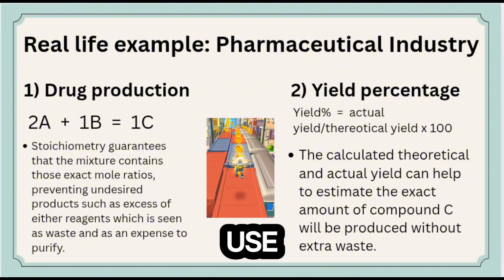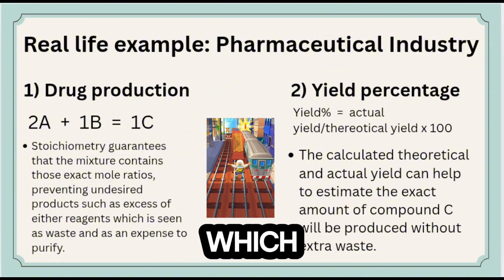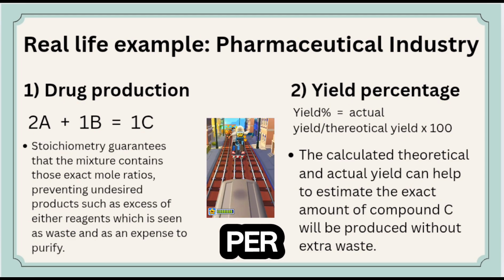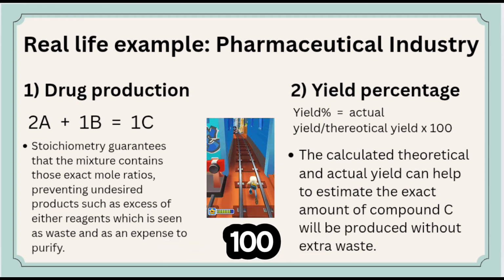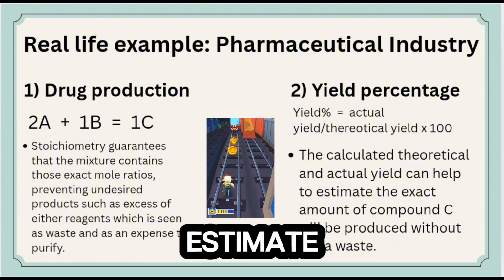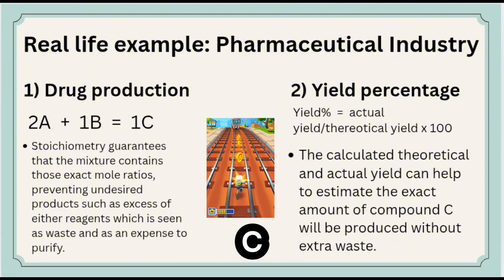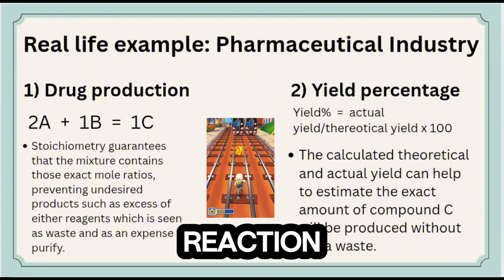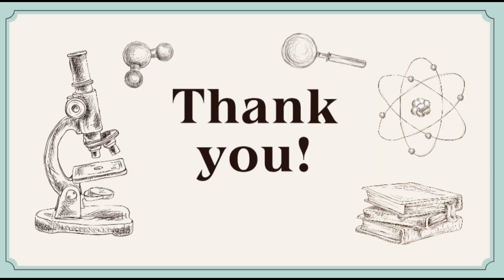We can use what we learned in percent yield, which is actual yield over theoretical yield times 100, to calculate the theoretical and actual yield, which can help to estimate the exact amount of compound C that will be produced from a certain reaction without extra waste.